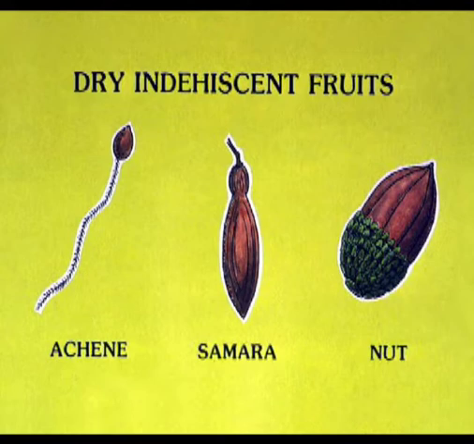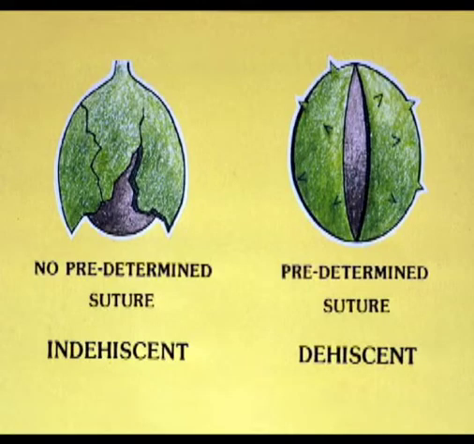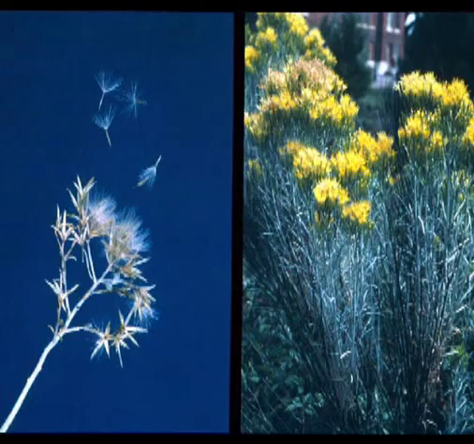Other simple fruits include those classified as dry indehiscent fruits, such as achenes, samaras, and nuts. Indehiscent means not opening along predetermined lines or sutures. The opposite of indehiscent is dehiscent. Achenes are one-seeded, indehiscent, unwinged fruits, sometimes having hairy, tail-like appendages. The fruits of gray rabbitbrush are tufted achenes.